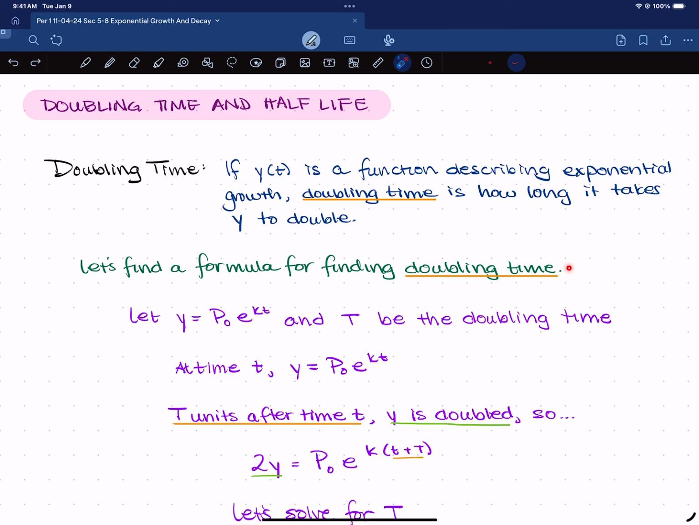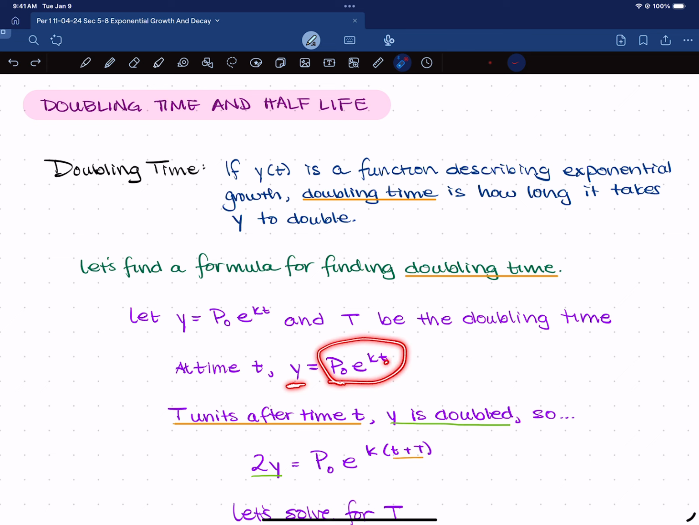So let's find a formula for doubling time. What we're going to do is start with our formula for exponential growth, and we're going to let capital T be the doubling time. So at time little t, we know that this equation represents the amount present. Y is the amount present, and to actually calculate it, we use this, where t is just some time.